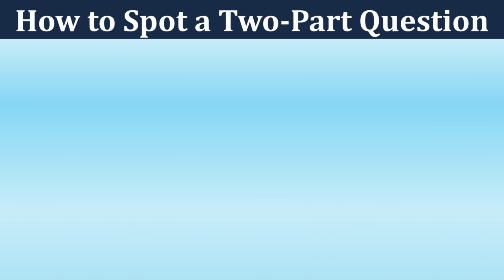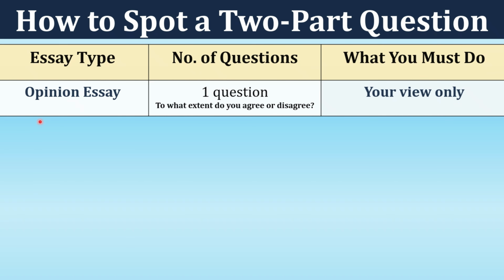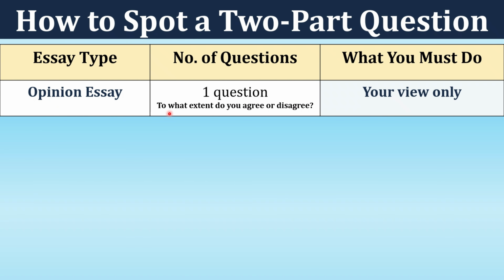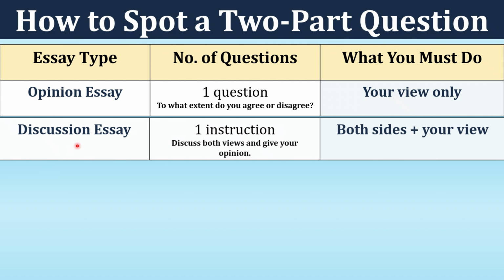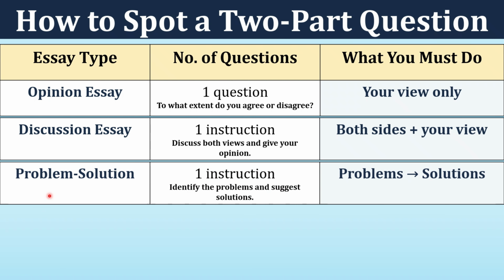Now, you might be wondering, isn't this just like an opinion essay or a problem solution essay? Not exactly. Let me show you how they are different. In an opinion essay, there is one question. To what extent do you agree or disagree? Your whole essay is built around your position. In a discussion essay, you discuss both views and then give your opinion. Even if there are 2 sides to discuss, there's only one overall instruction. In a problem solution essay, the task is straightforward. Identify the problems and propose solutions.